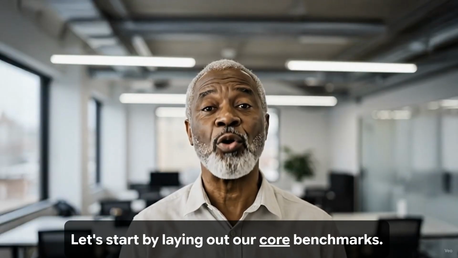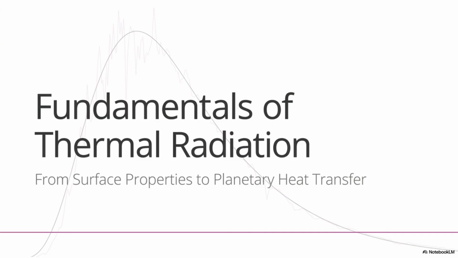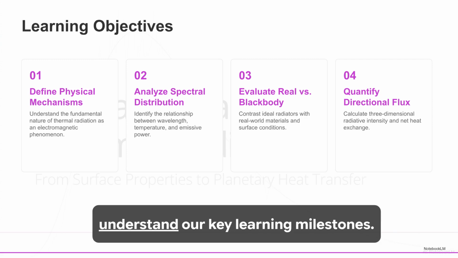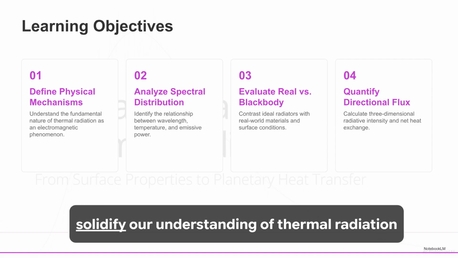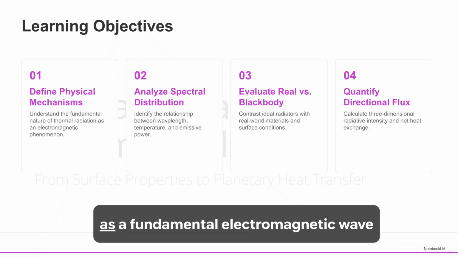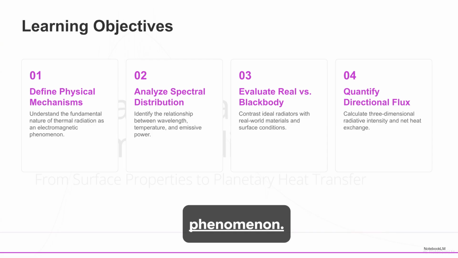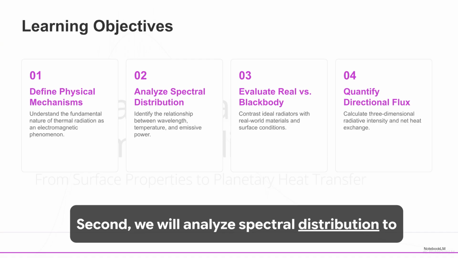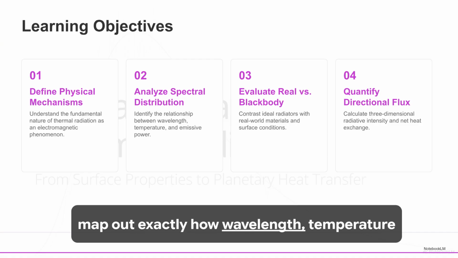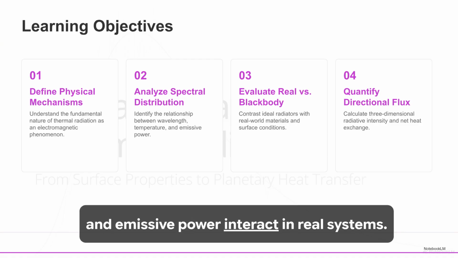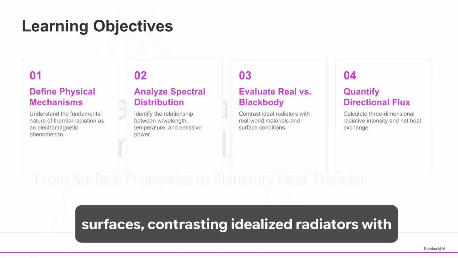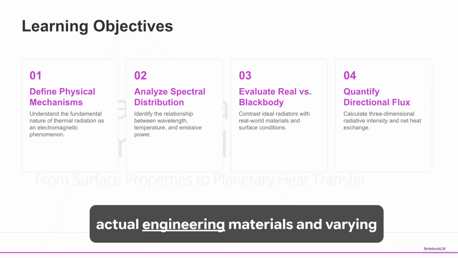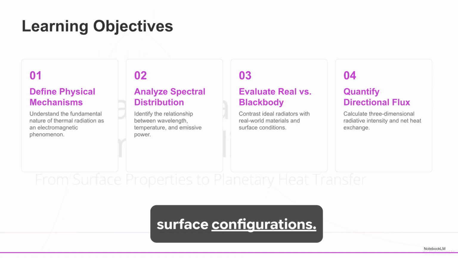Let's start by laying out our core benchmarks. Let's review our roadmap for this segment to understand our key learning milestones. First, we will define physical mechanisms to solidify our understanding of thermal radiation as a fundamental electromagnetic wave phenomenon. Second, we will analyze spectral distribution to map out exactly how wavelength, temperature, and emissive power interact in real systems. Third, we will evaluate real versus blackbody surfaces, contrasting idealized radiators with actual engineering materials and varying surface configurations.